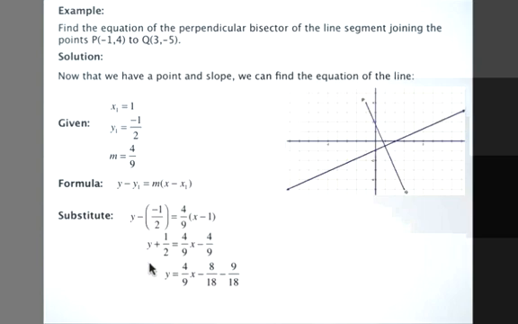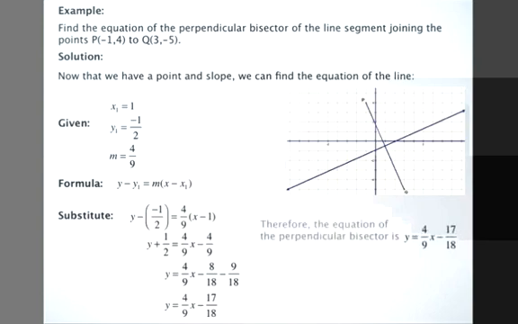If we subtract 1/2 from both sides, we have y equals 4/9 x minus, now to get a common denominator, we change 4/9 to 8/18 and 1/2 to 9/18. So when we clean this up, y is equal to 4/9 x minus 17/18. This is the equation of the perpendicular bisector of PQ.